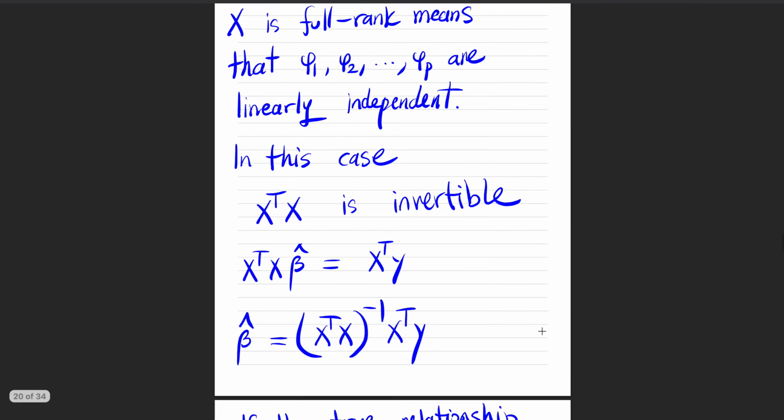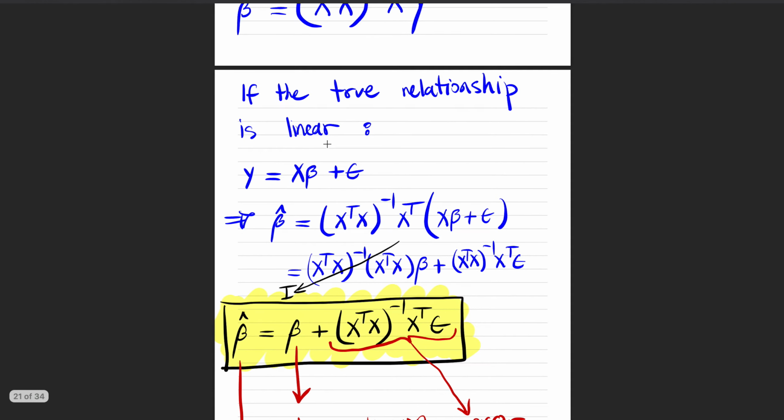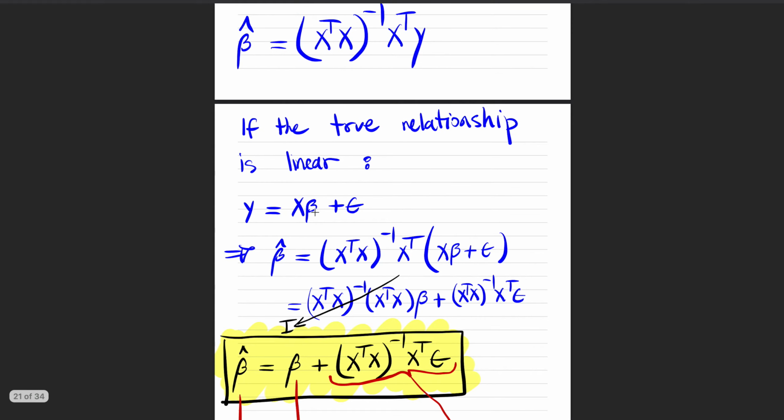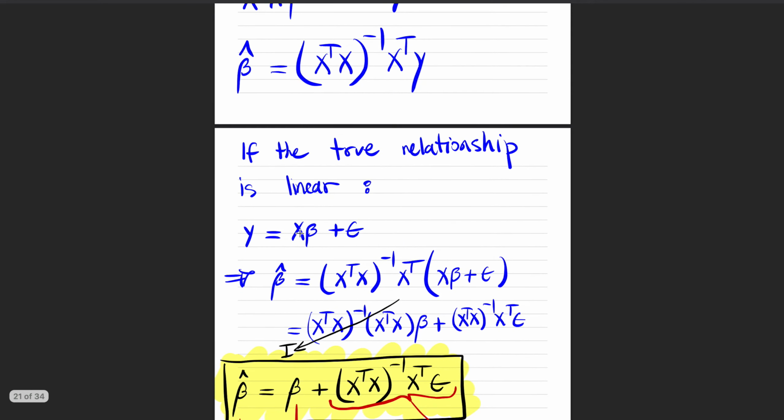Okay, so that's where we are. Let's just summarize what we have. If the true relationship is linear, so essentially we're saying this underlying relationship is linear, and we want to study how far what we estimate is from the true beta, which is unknown. This is how we would analyze it. We would say the true relationship is linear, so Y is X beta plus epsilon. So we place X beta plus epsilon here.